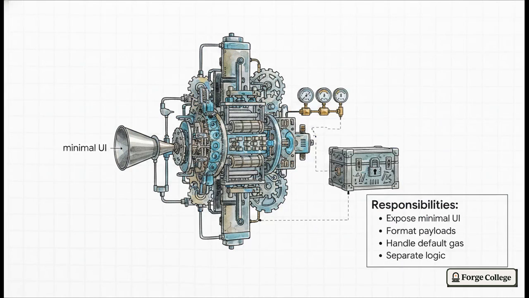Now, this adapter has a few absolute core responsibilities. It needs to expose a minimal UI to the user, so just basic stuff like transfer, call, or batch. It formats those payloads automatically, handles all those annoying default gas and nonce values behind the scenes, and, this is huge, it completely separates the mapping logic from the actual cryptography. If you've taken any of the advanced programming courses with us, you know that strictly separating your concerns like this, that's the golden rule of clean architecture.